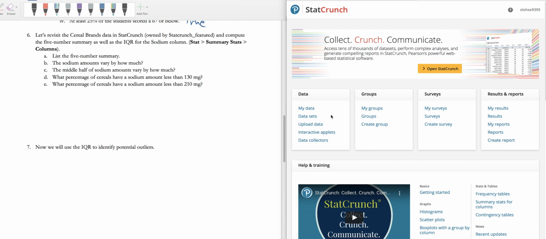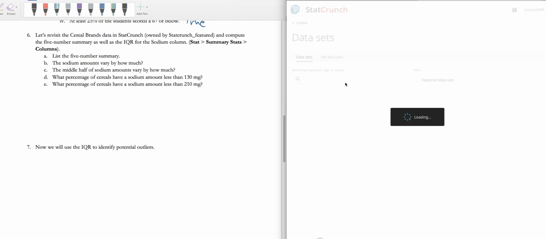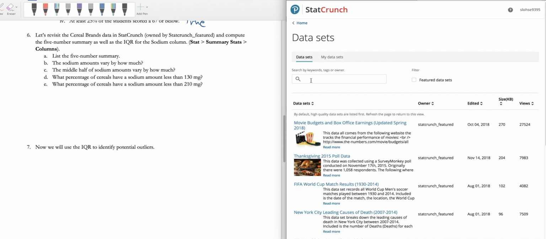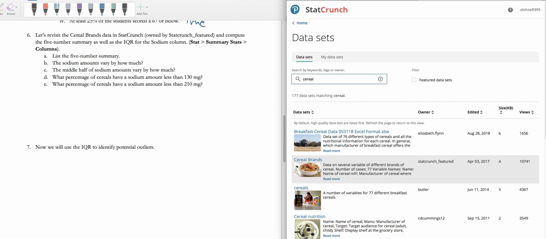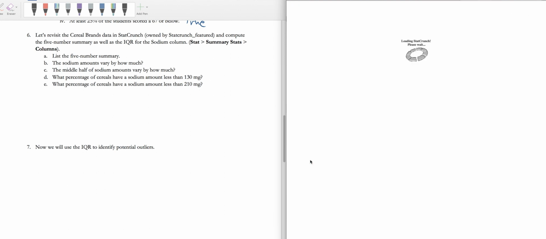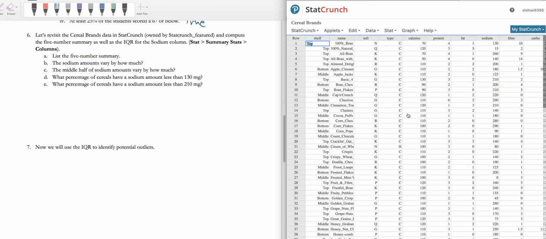From my home page here in StatCrunch, click on datasets, and I'm going to search for cereal. Click on the data set we need, and there we go. We've got our data loaded into StatCrunch.